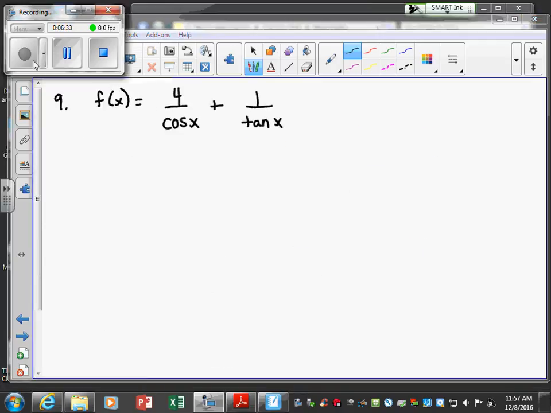Alright, let's say we're given a function like this, 4 over the cosine of x plus 1 over the tangent x. Instead of using quotient rule in this one and quotient rule in this one, just like in algebra, sometimes we algebraically rewrite the problem so that we can use power rule and it makes it easier. Is there any way I can rewrite this in terms of a trig function? What's 1 over the cosine of x?